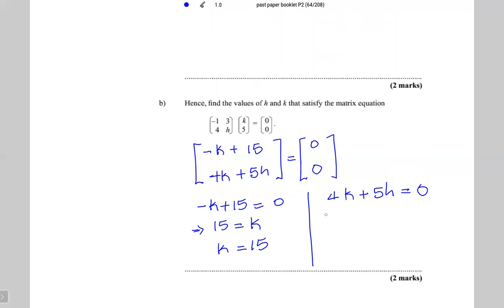But K is 15, so 4 times 15 plus 5H is equal to 0. 4 times 15 is 60. Positive 60 goes over and becomes negative. So I can say 5H is equal to 60. Sorry, not positive 60, negative 60. Wait, wrong thing.